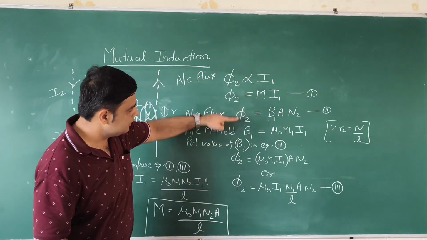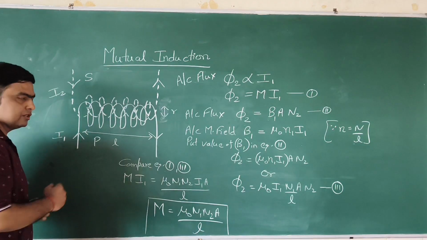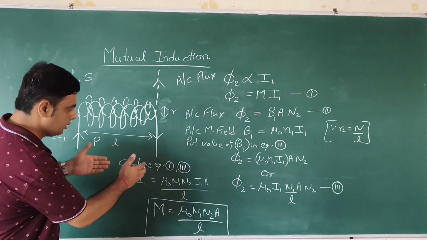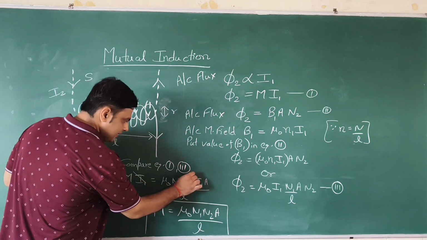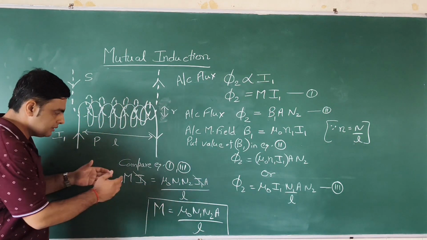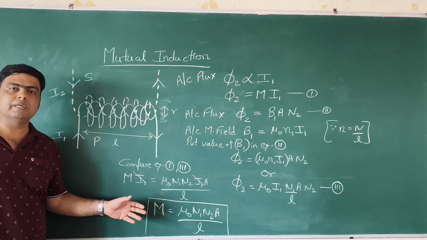On comparing equation first and equation third, we get this relation. Because the left hand sides are the same, on comparing the right hand sides we observe that this current I1 gets eliminated with this I1. And this is the final expression for the mutual inductance.